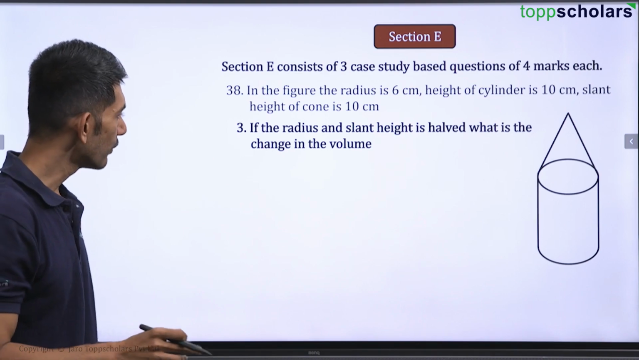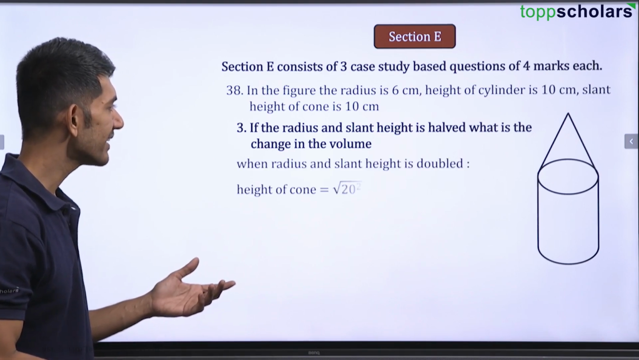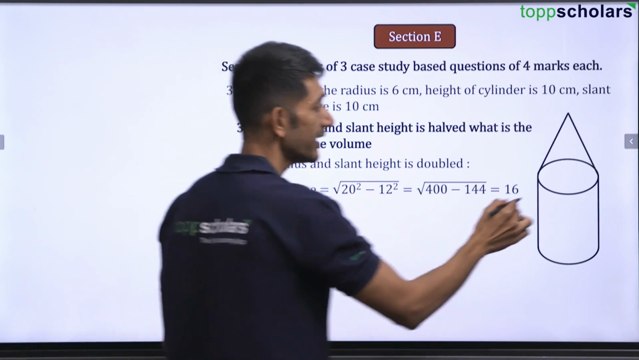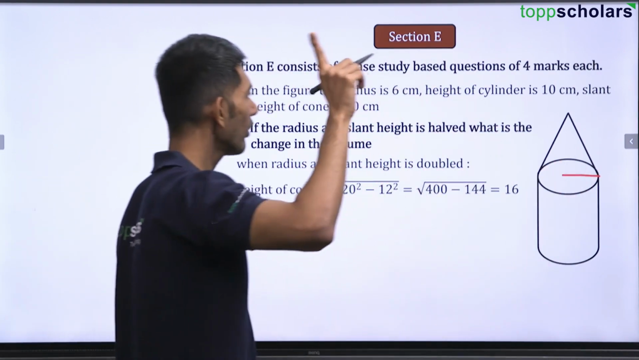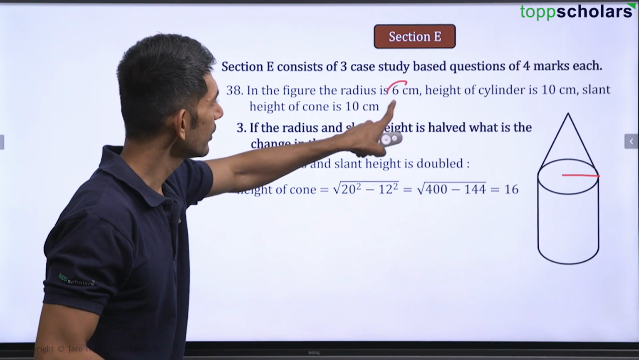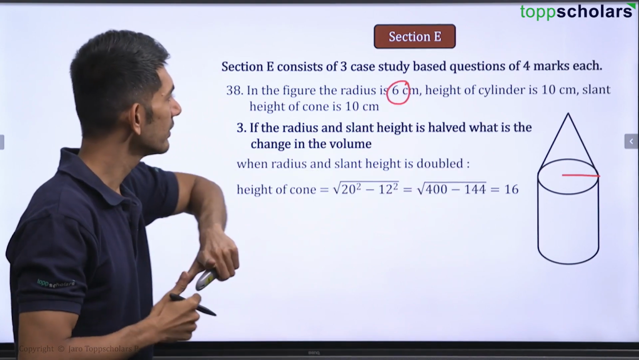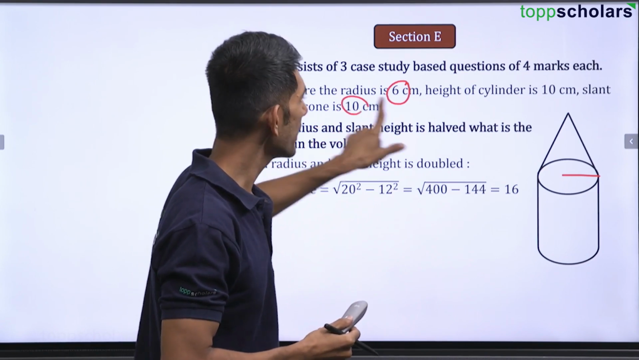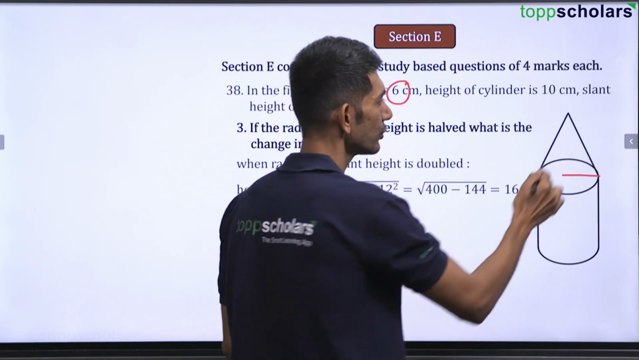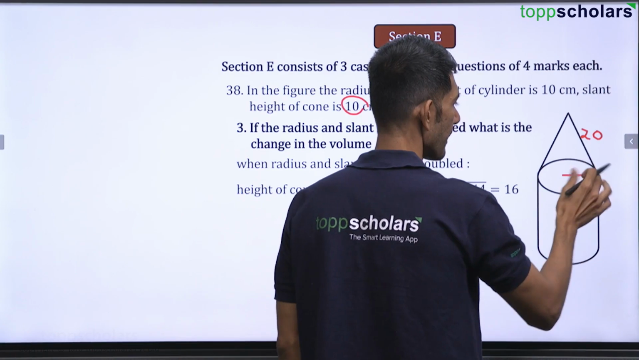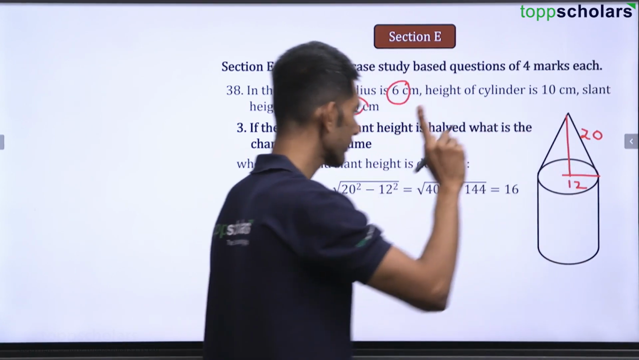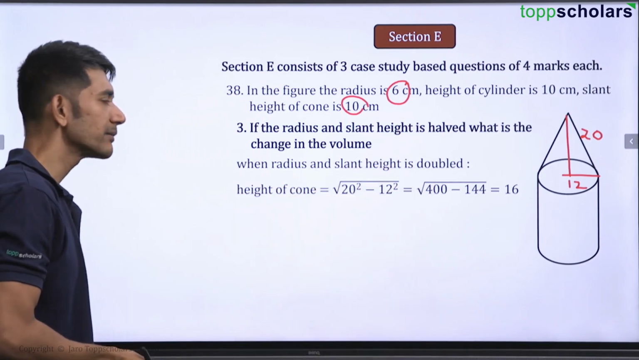Now third is done. The fourth one is what happens when the radius and slant height is doubled. So the radius is doubled. Radius was how much? If you recall, the radius was 6, but now it is doubled, that is 12. Slant height was 10. Now it is doubled, that becomes 20. So this becomes 20 and this becomes 12. So can I find out this? Yes. The height will become 16.